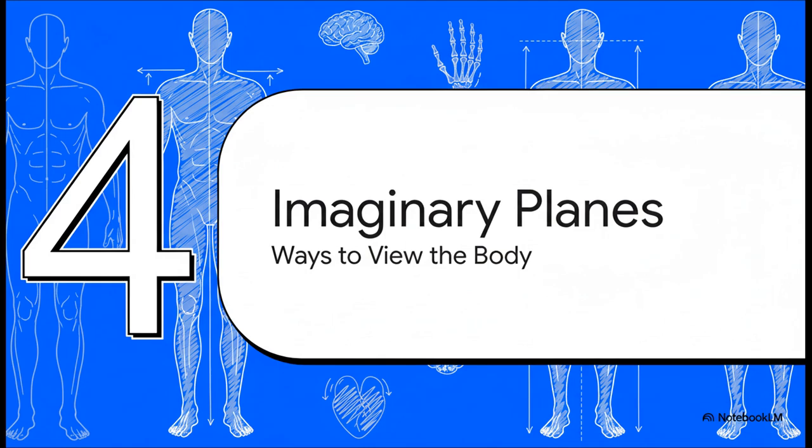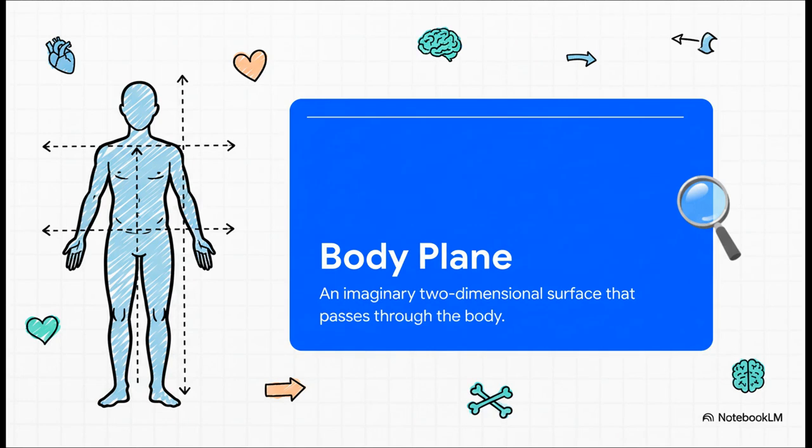So we have our starting position, and we've got our GPS directions. The final piece of this whole puzzle is understanding the different ways we can view the body. To do this, anatomists and modern MRI machines slice the body along what they call imaginary planes. A plane is really just an imaginary flat surface that passes through the body, kind of like a sheet of glass. The 2D view that you get from that cut is called a section. And hey, if you've ever seen an MRI or a CT scan, you've seen these sections. They're those slices that let doctors see right inside you without ever making a single cut.